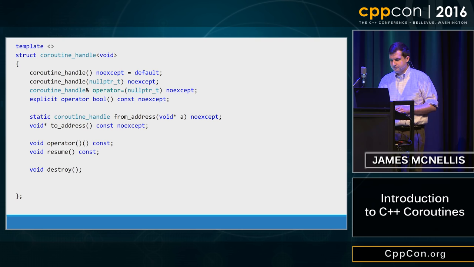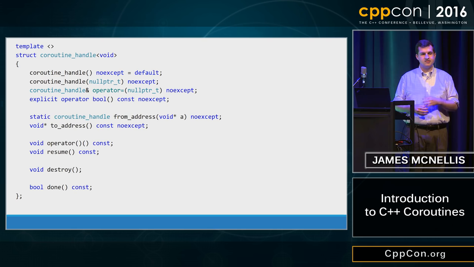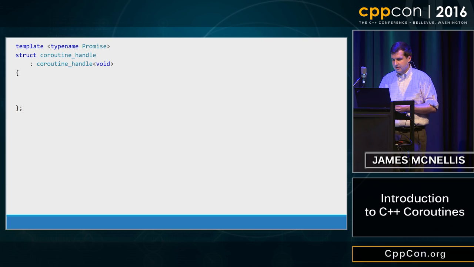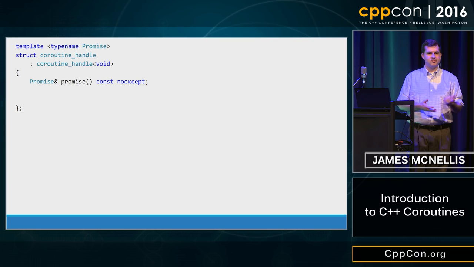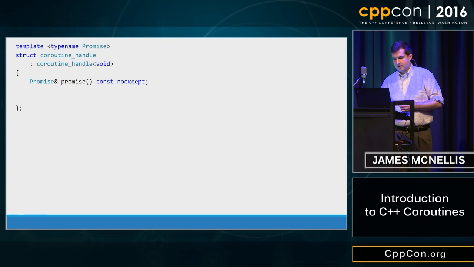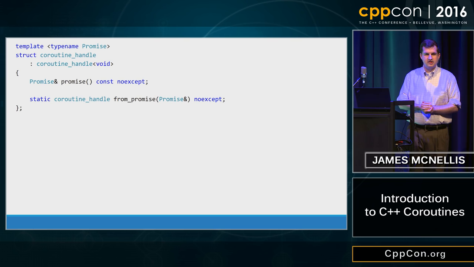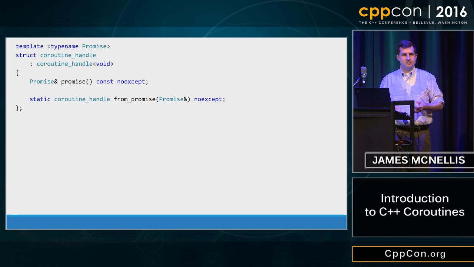And finally, the coroutine handle provides the ability to test whether the coroutine has completed execution. It's just called done. Then the specialization of coroutine handle for all the other types just adds two extra pieces of functionality. First, it gives you the ability to get the promise back. And again, the promise is the thing that allows you to communicate between the coroutine and the caller. And second, given the promise, it allows you to get the coroutine handle for the coroutine to which that promise belongs. Since the promise is part of the coroutine frame that was allocated, the compiler knows how to generate this such that it gives you the correct coroutine handle address.